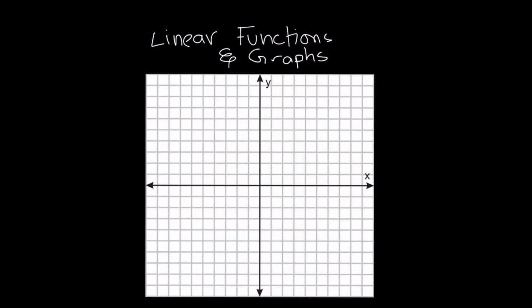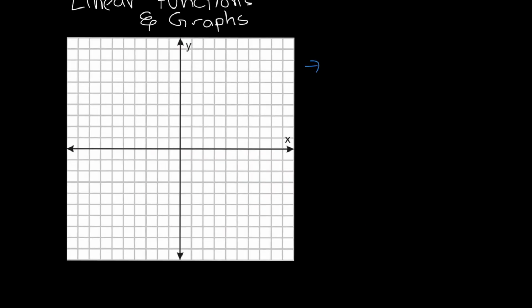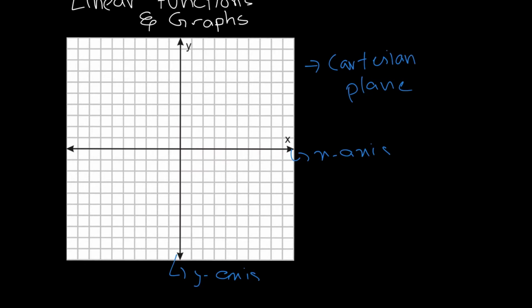Guys, welcome back. In this video I'll be going over linear functions and graphs. This plane right here is called the Cartesian plane. Let me just write that. So this is a Cartesian plane, right? As you can see, this plane has two axes, the x-axis and the y-axis, and these axes intersect at 90 degrees. They're meeting at 90 degrees to each other.